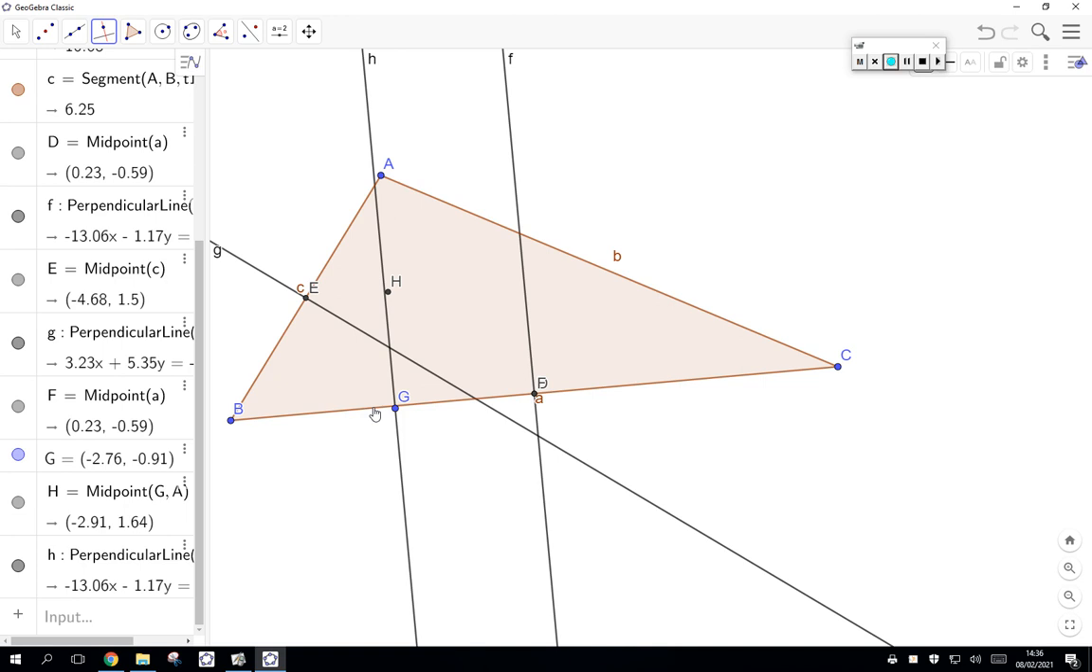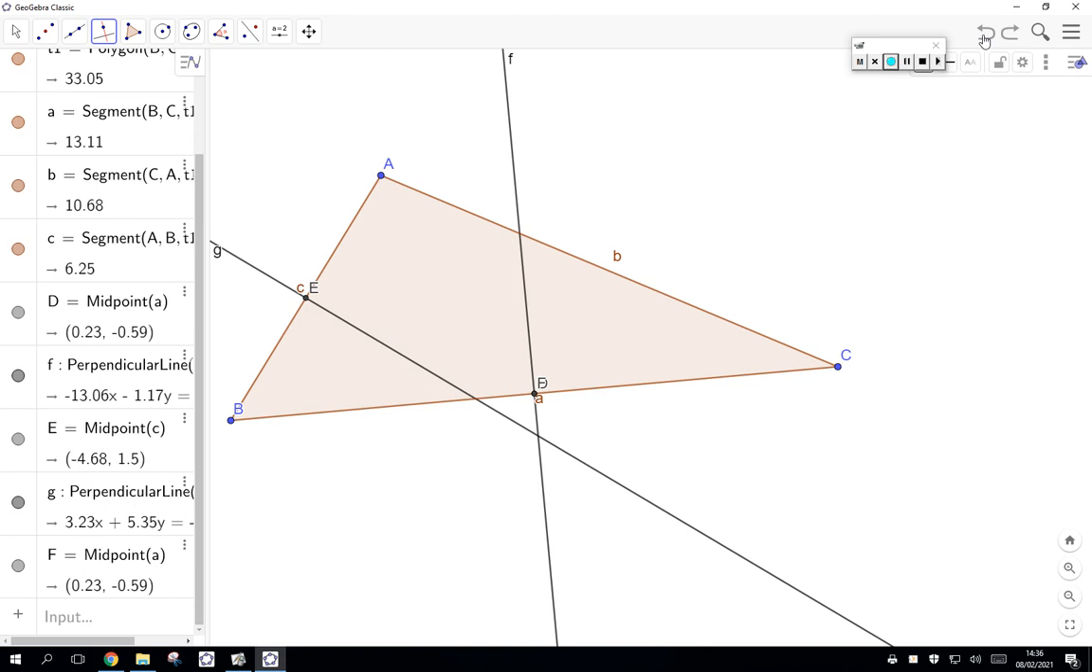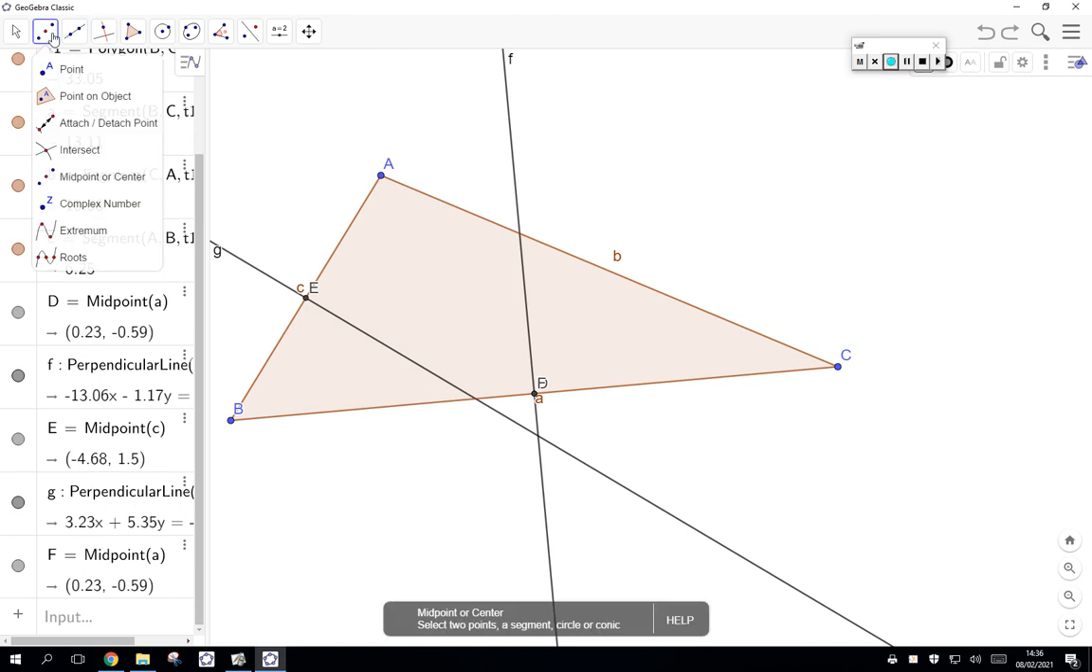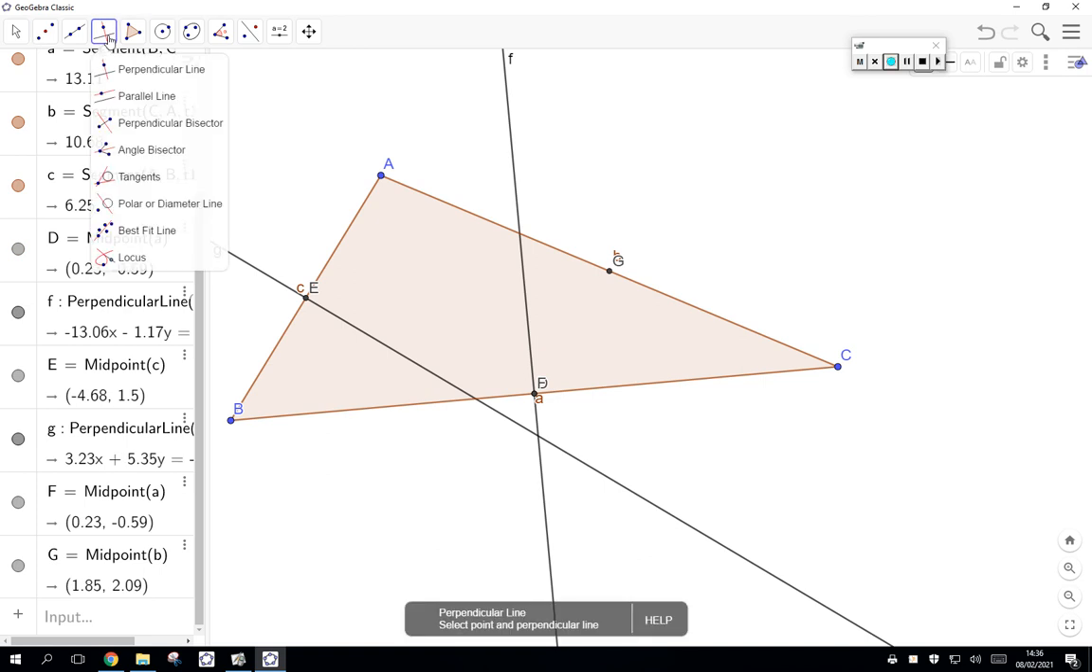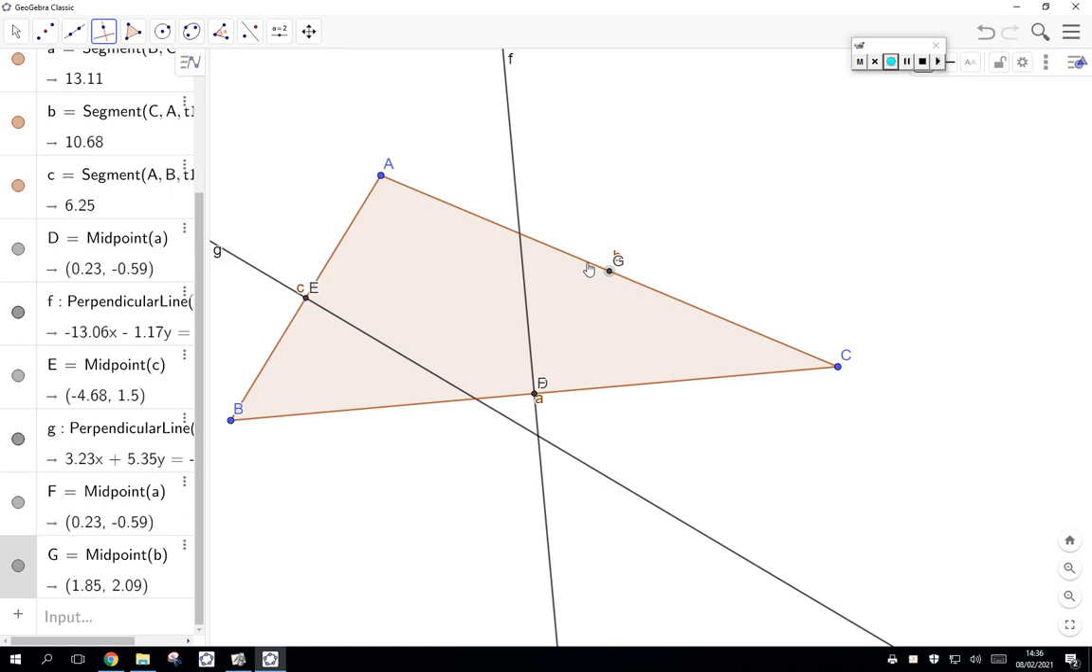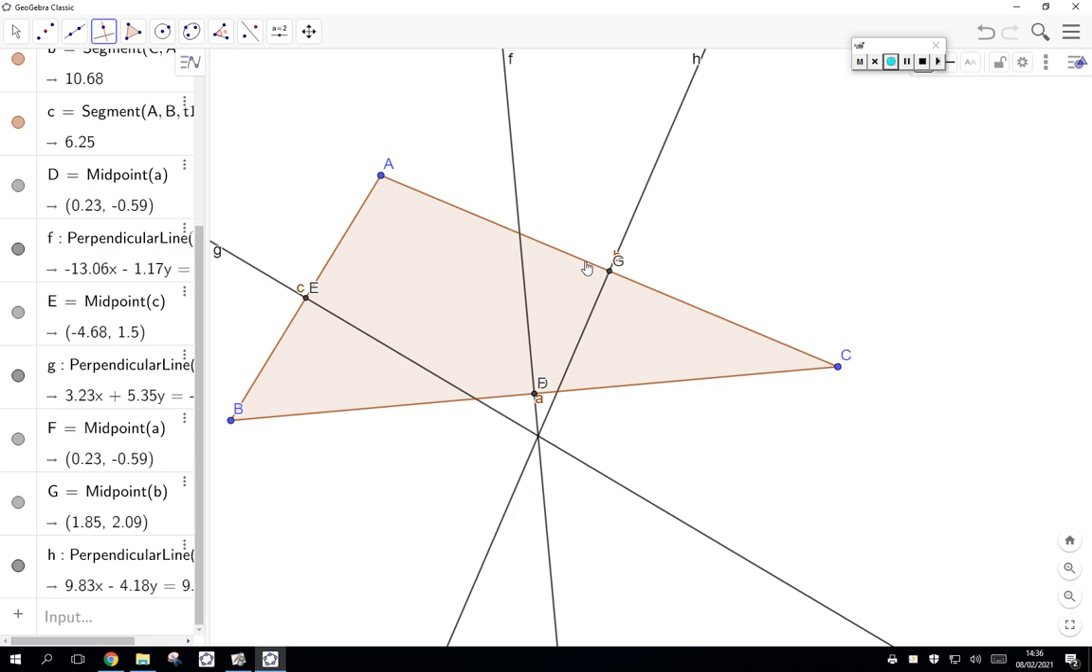Oh, and something's happened there, I've done something wrong. Now I'll pick a midpoint, I picked the wrong side, that's it. So pick a midpoint over here, I'm drawing a line perpendicular to that side passing through the midpoint, looks like that.